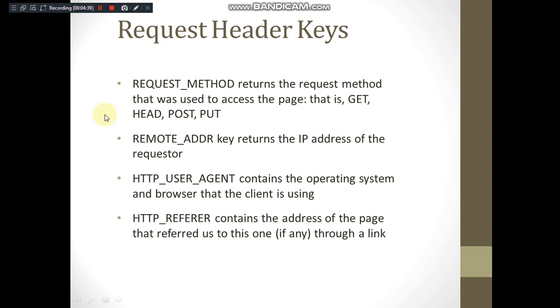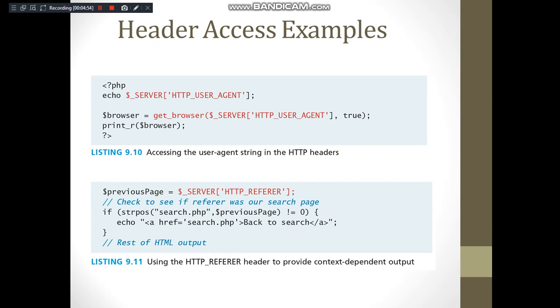Remote address key returns the IP address of the requester. User agent is the OS and the browser that the client is using. Referrer contains the address of the page that referred us to this one, through what link we have entered. So this is how we can make use of this, and this is an example of header access. You can just make use of $_SERVER and whatever detail you want.